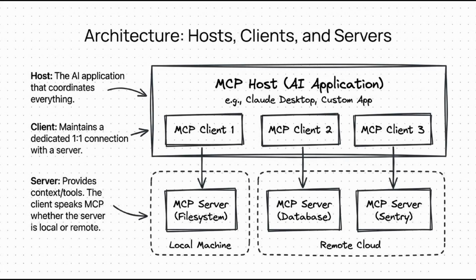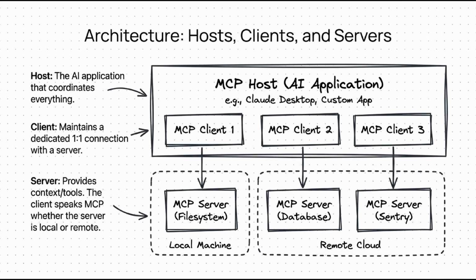The whole MCP ecosystem runs on a pretty strict client-server hierarchy, and there are 3 main actors you need to know. First up, you have the MCP host. This is the AI application itself. Think of something like Claude Code, Claude Desktop, or maybe your own custom AI app. The host coordinates everything. Now, to actually talk to the outside world, the host creates an MCP client. The client's sole job is to maintain a dedicated one-to-one connection with an MCP server.